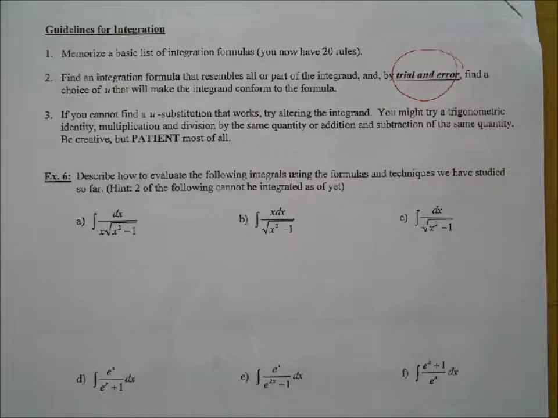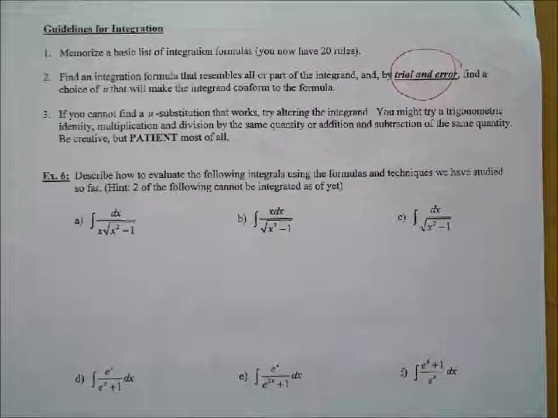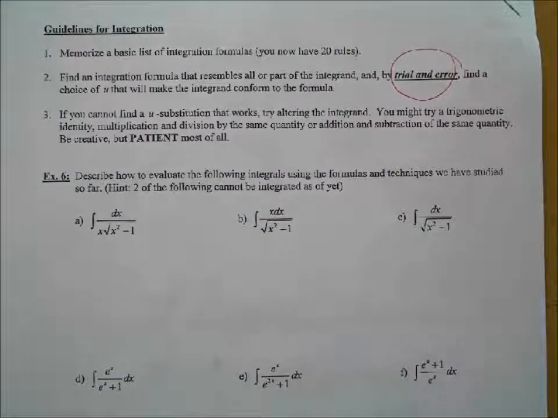So we have a limited number of things we can integrate. 20 things, okay? Only 20. So if you look at a problem and it does not look like one of those 20 things, can you manipulate it to be one of those 20 things? That's how you need to do that, okay?